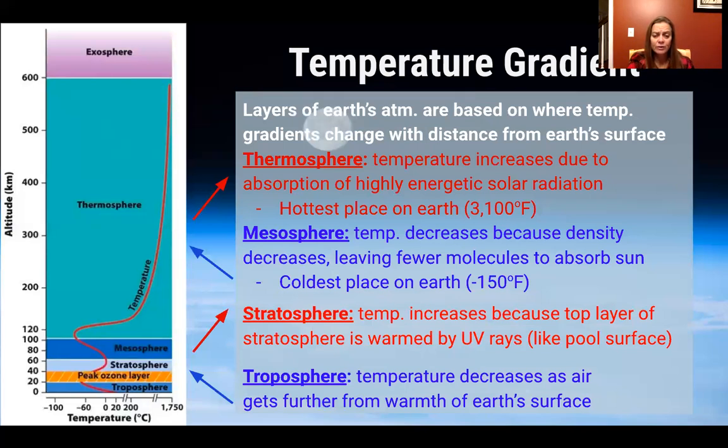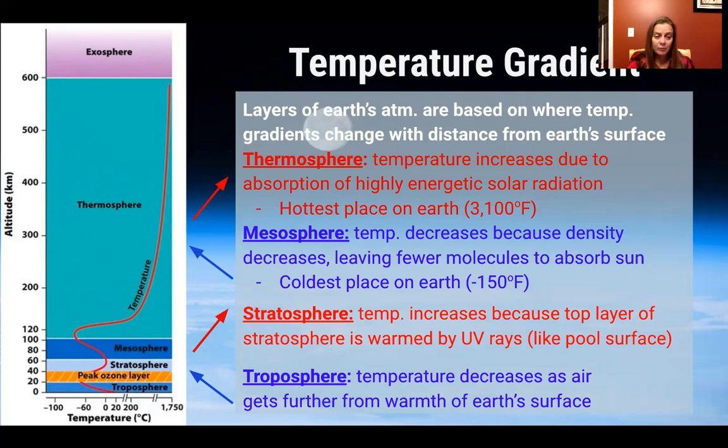Then as we go through the stratosphere, we go past the ozone layer and we start having UV rays coming in, and the temperature begins to increase again. So as we go up through the troposphere, temperature decreases. As we go up through the stratosphere, temperature increases. Then as we go up through the mesosphere, because there are very few molecules here, the density decreases. There's few molecules to absorb heat from the sun, and it gets colder as we go up. The mesosphere is actually the coldest place on Earth.